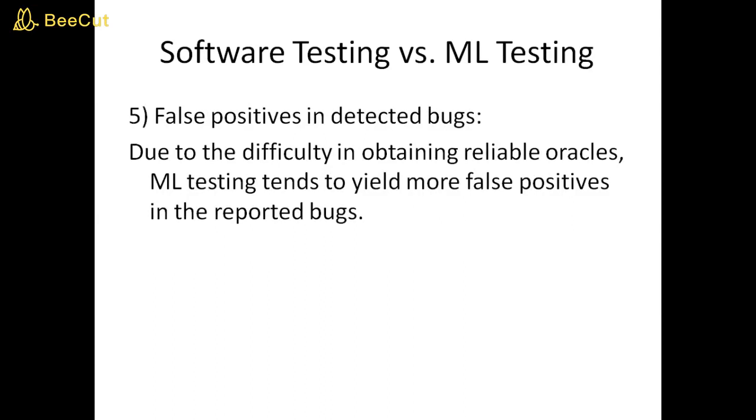Five: false positives in detected bugs. Due to the difficulty in obtaining reliable oracles, machine learning testing tends to yield more false positives in the reported bugs.